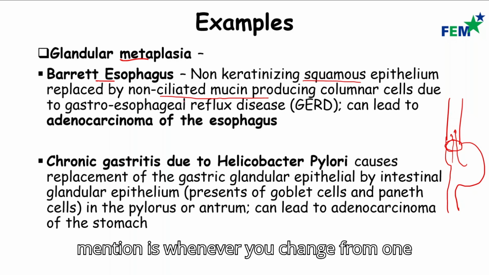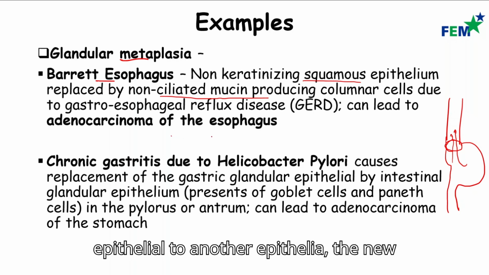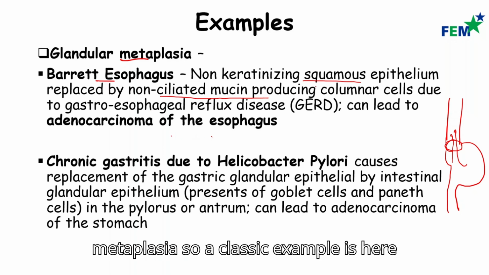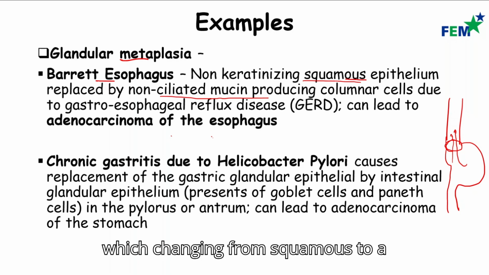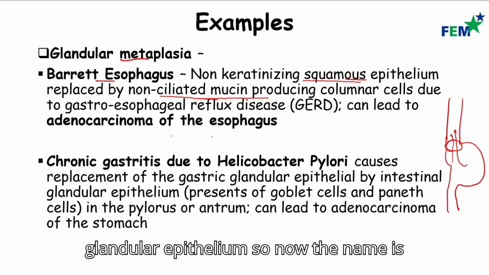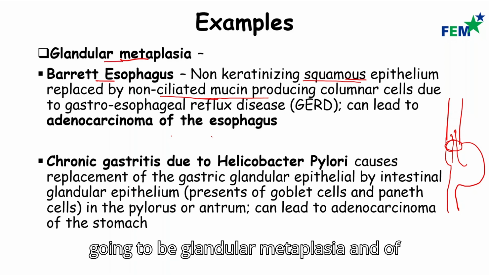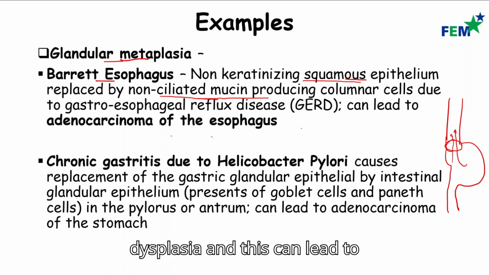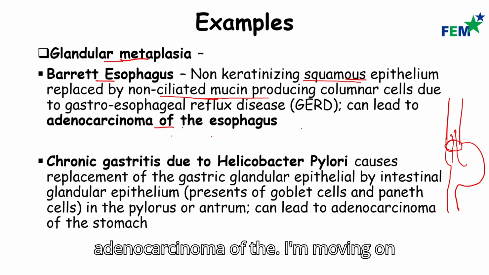And the one thing I need to mention is whenever you change from one epithelia to another epithelia, the new epithelia is going to be the name of the metaplasia. So a classic example is here, we're changing from squamous to a glandular epithelia. So now the name is going to be glandular metaplasia. And of course, this also carries the risk of dysplasia, and this can lead to adenocarcinoma of the esophagus.